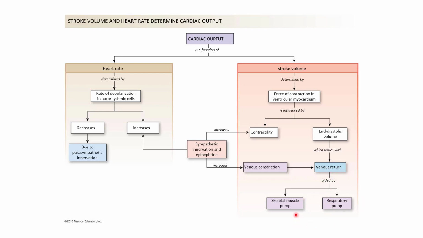Additionally, our skeletal muscle pump and respiratory muscle pump can help. These would be under somatic motor control. So somatic motor neurons can cause some tightening of the muscles, say in our legs, to help bring the blood up to the heart, or in our respiratory muscles, same thing, to bring the blood back through the pulmonary veins to the heart. So this will increase venous return.